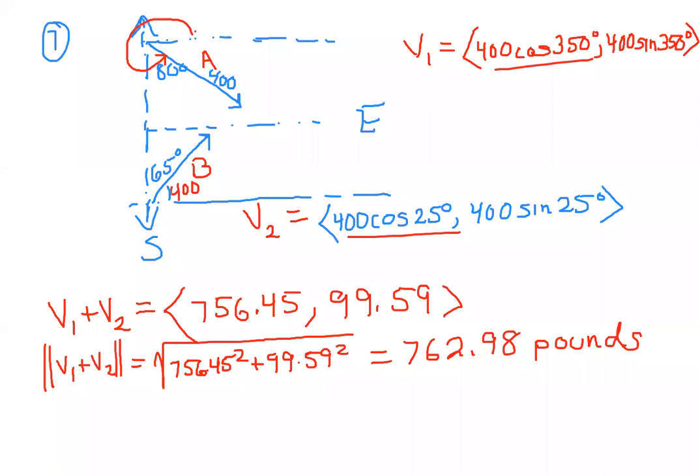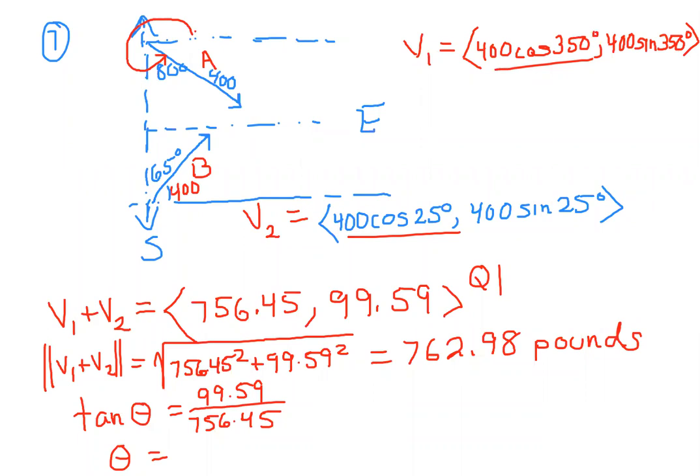And then to find the angle, we're going to take tangent theta equals 99.59 over 756.45. Before we put that into our calculator and use our inverse tangent button, we have to look at our vector and see what quadrant it's in. Since they're both positive, it's in quadrant 1, so your calculator will give you the angle that you need. Inverse tangent of 99.59 divided by 756.45 gives you 7.5 degrees.